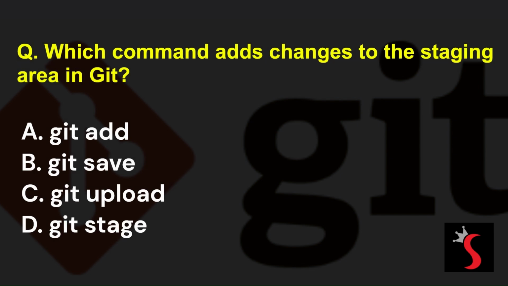Which command adds changes to the staging area in Git? A. Git add. B. Git save. C. Git upload. D. Git stage.